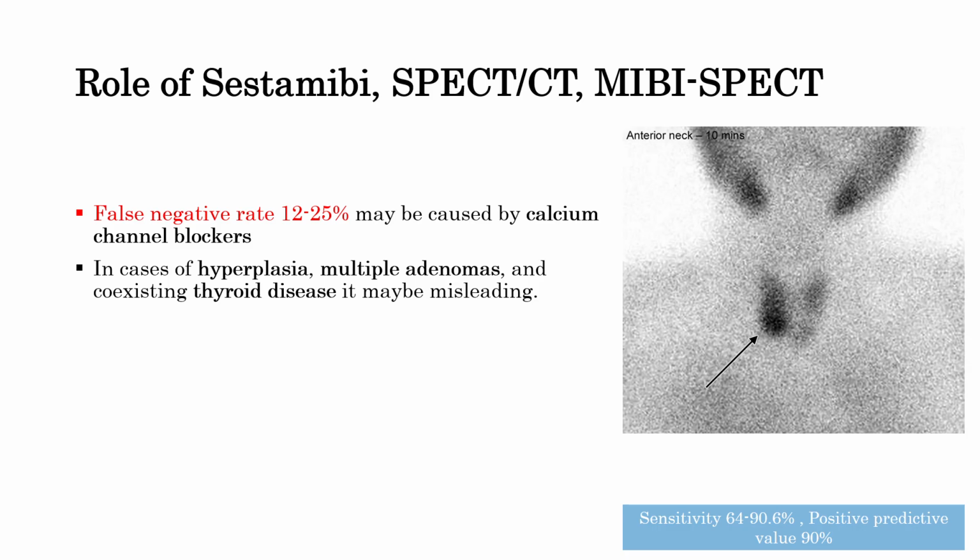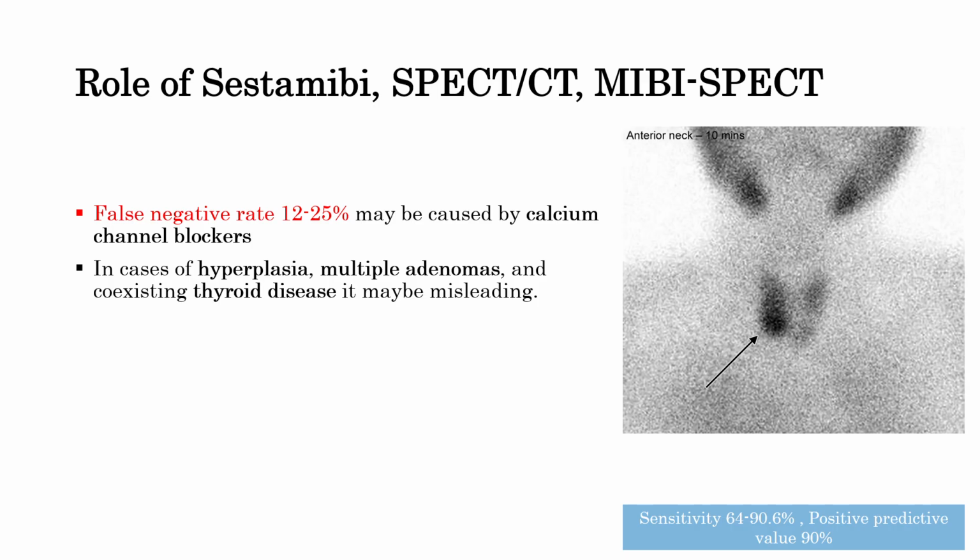The next modality of imaging is sestamibi scan, which is also available, commonly used and fast to be done. We need to give the infusion and measure the patients after 2 hours. But the false negative rate is high in those patients. It reaches about 25% of cases, especially if there is calcium channel blockers use, if there is thyroid disease like multinodular goiter, and there are also misleading results if there is hyperplasia rather than a single adenoma, and also when there are multiple adenomas.